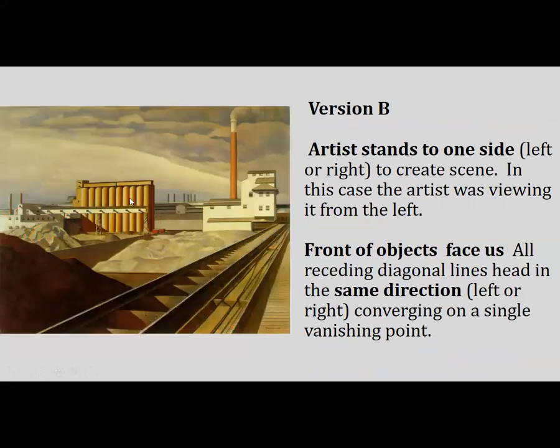So there's another version of how you can do one-point perspective. In this case, you're standing to one side of the image. The artist is figuring out how to create it. They might be standing on the left, which in this case the artist is, or they may be standing on the right. But in this case, they're standing on the left. And the front of objects still faces us, and the diagonal lines are all headed in the same direction. So they're going to converge upon a single vanishing point.